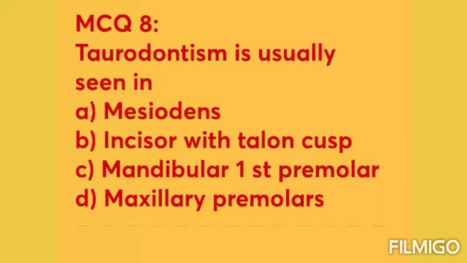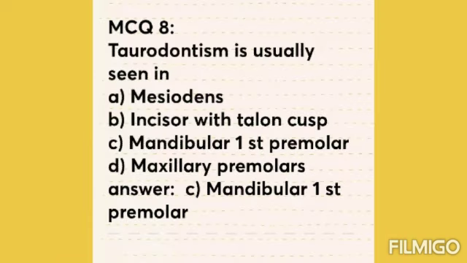The eighth question is, taurodontism is usually seen in option A mesiodens, option B incisor with Talon's cusp, option C mandibular first premolar, option D maxillary premolars. So here the answer is option C, mandibular first premolar. So taurodontism is usually seen in mandibular first premolar.